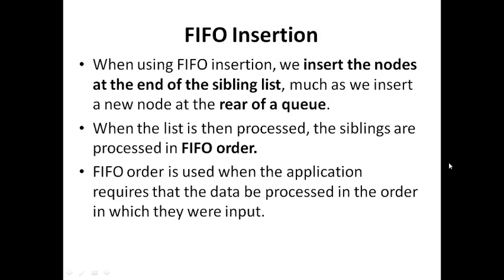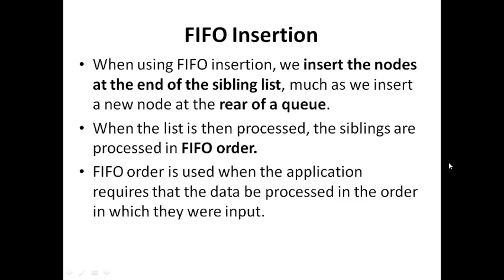In a FIFO insertion, the node to be inserted is inserted at the end of the existing nodes, which means that along with the siblings the new node will be inserted as the last node, so that when the nodes are processed for any purpose, the processing happens from the first node. So the first node that was inserted would also be the first node to be processed, which is why it's called FIFO order. It basically follows the principle of a queue where every insertion always happens at the rear.